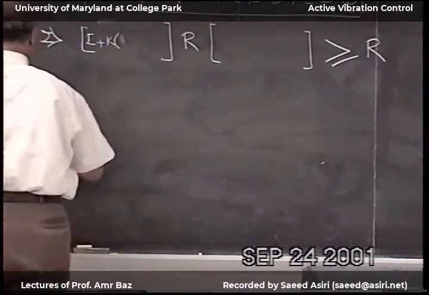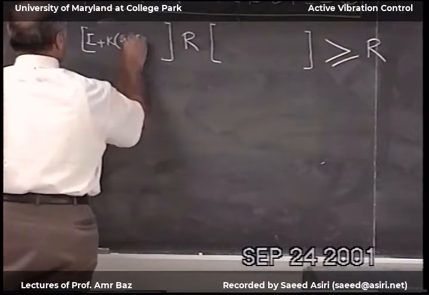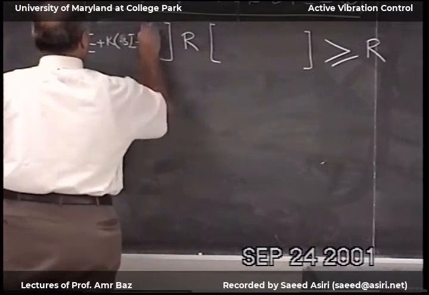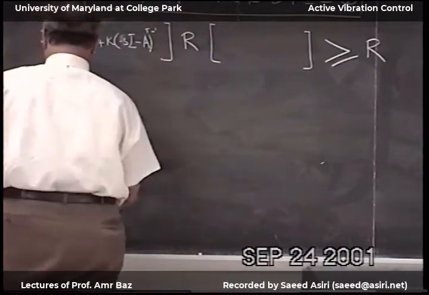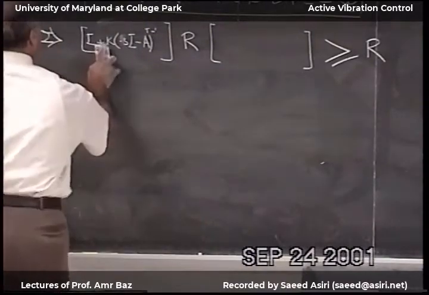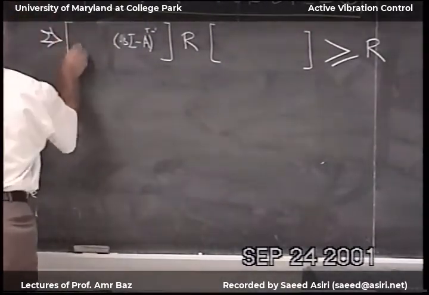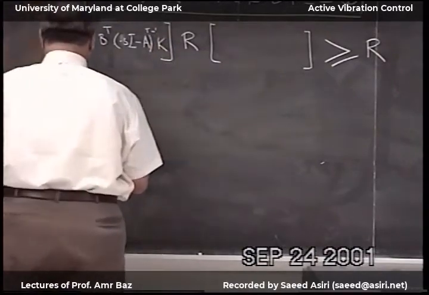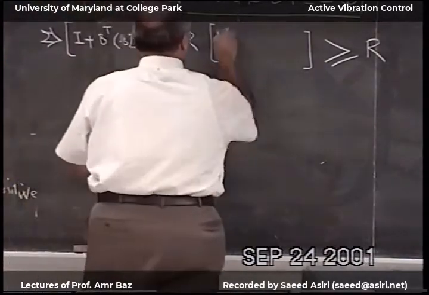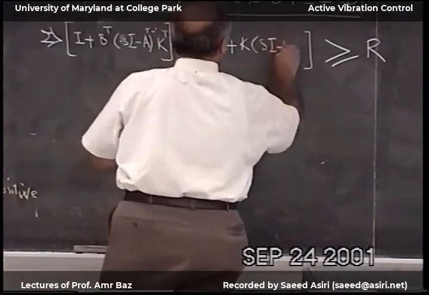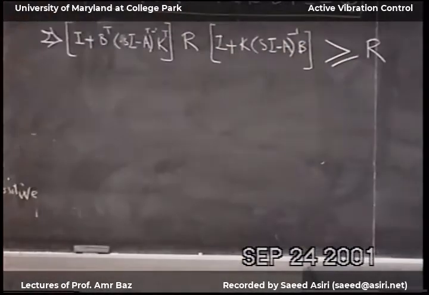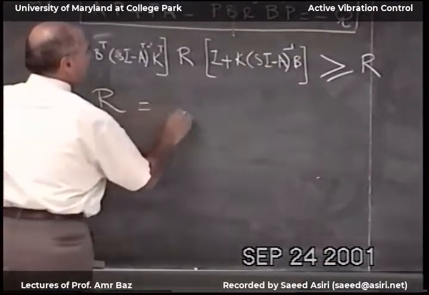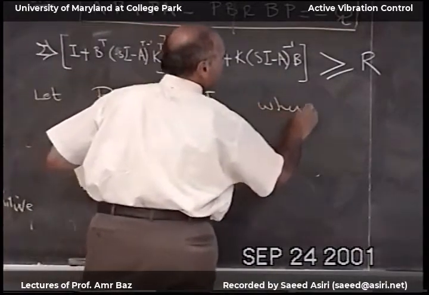S I minus A transpose inverse B transpose here, and K transpose, and then here we have I. And B. Then we'll just make here let R, I'm going to make it a rho times I, where rho is a positive number.